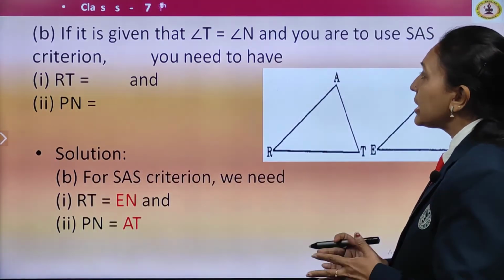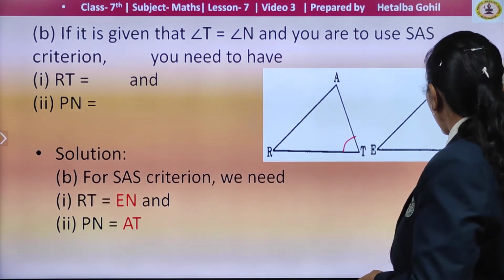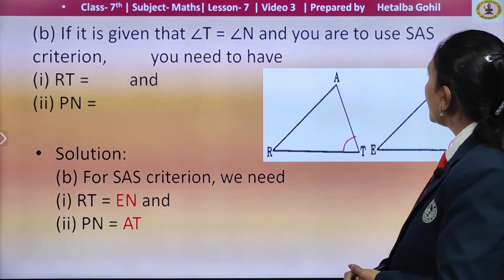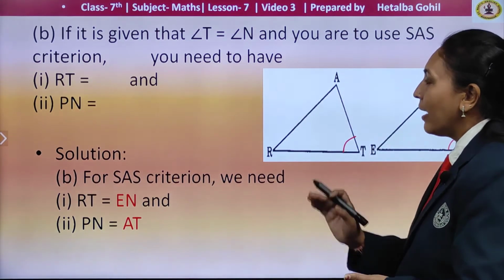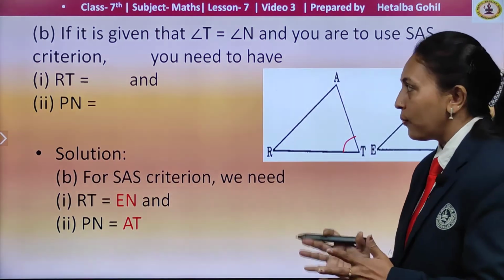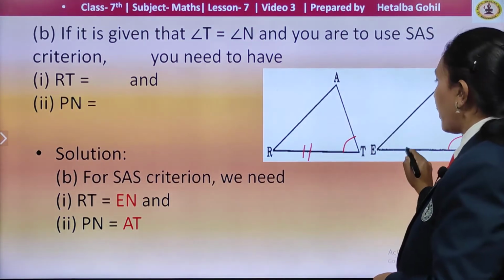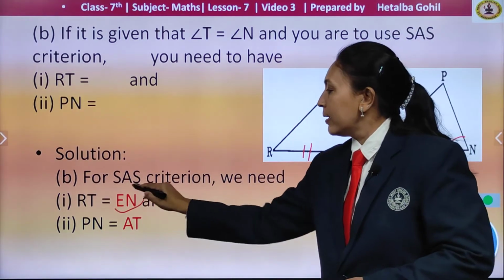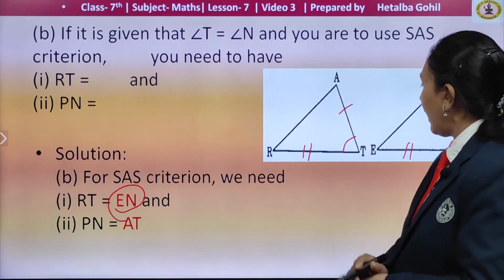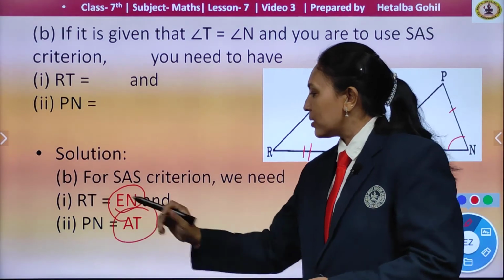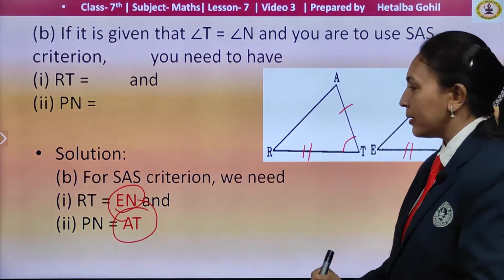Next question. If it is given that angle T is equal to angle N, and you are to use SAS criteria, you need to have RT and PN should be equal to what? What are the corresponding sides of RT and PN? So RT will be corresponding to EN, you can see here, okay, and PN will be corresponding to AT. That is our second answer. So you can see two sides and the included angle, SAS criteria we have fulfilled over here.